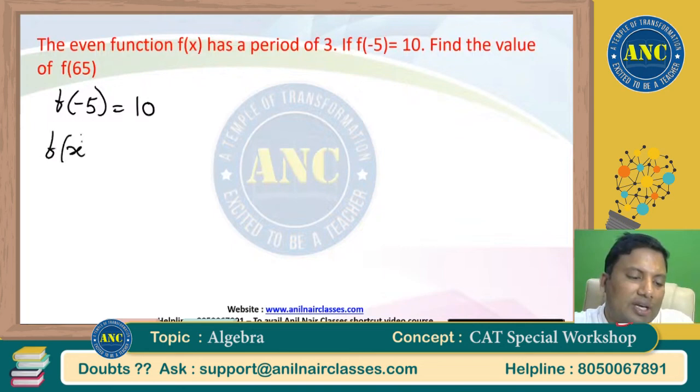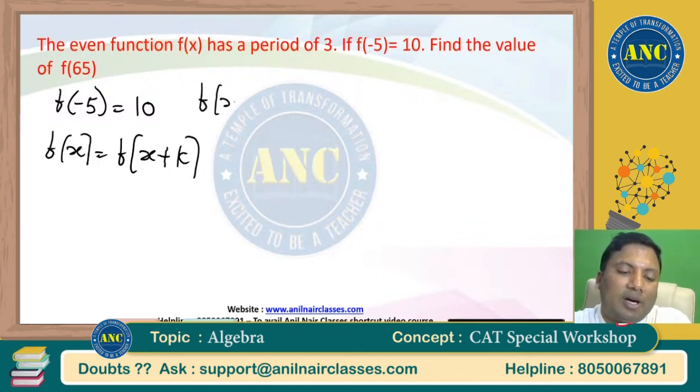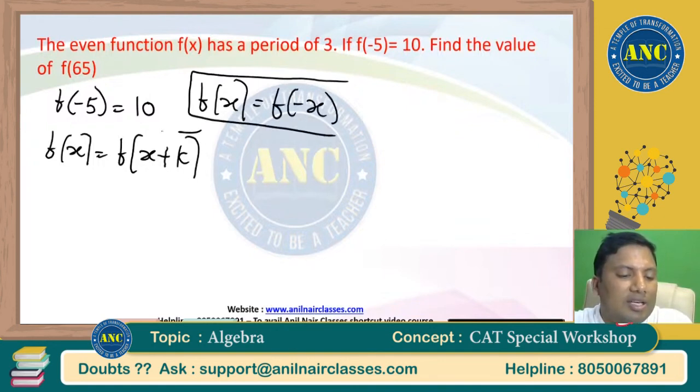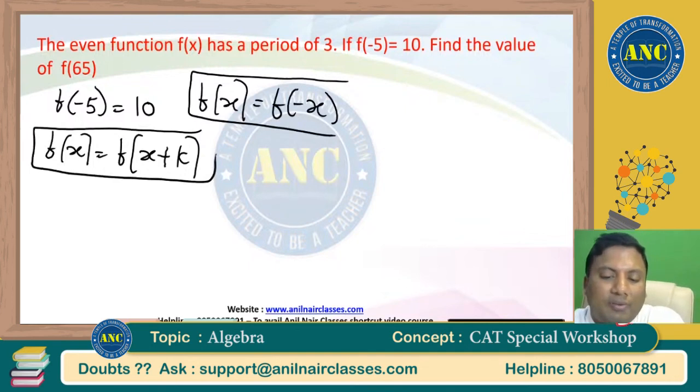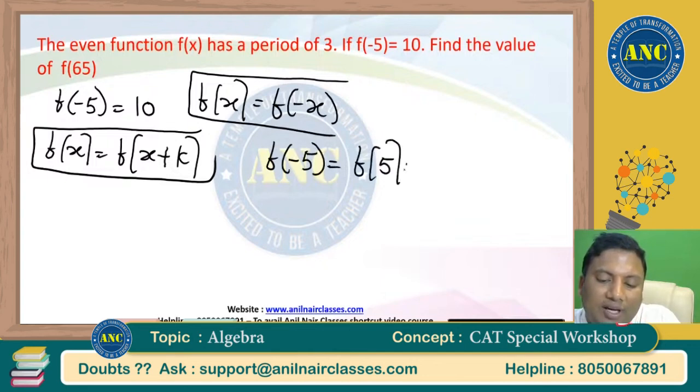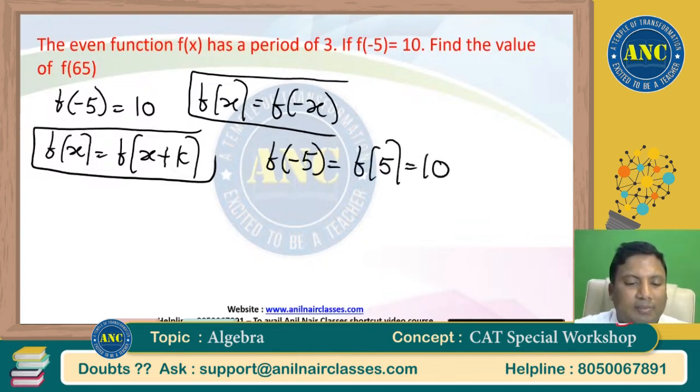F of x equivalent to f of x plus k. F of x equivalent to f of minus x. This is the definition of an even function, and this is the function with a periodicity 3. Let us see. So from this one, f of minus 5 is nothing but f of 5, which the value is nothing but 10.